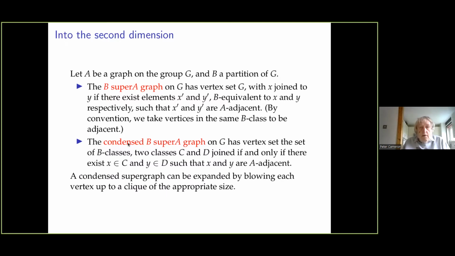so if you have the condensed graph and you want to recover the original graph, as long as you know the sizes of the equivalence classes, you can just blow each vertex up into an equivalence class of the corresponding size, which will be a clique, and that will give the original graph. So these two things are going to have rather similar properties.